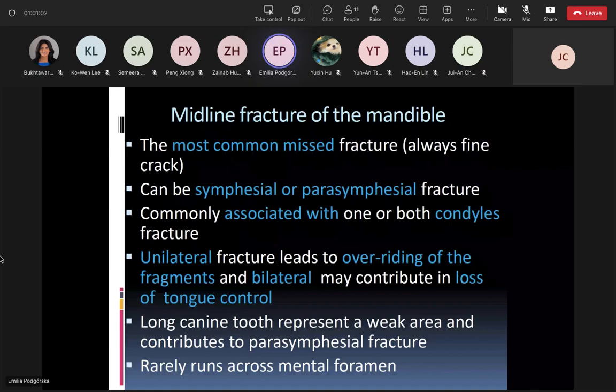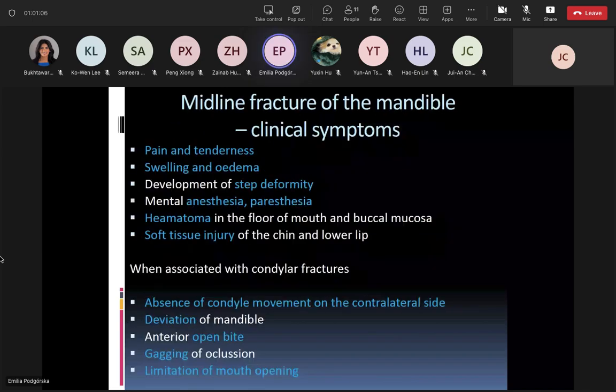Pain and tenderness, swelling, development of step deformity, mental anesthesia, paresthesia, hematoma in the floor of the mouth, soft tissue injury of the chin and lower lip. When associated with condylar fracture: absence of condyle movement on the contralateral side, deviation of the mandible, anterior open bite, guarding of occlusion, limitation of opening.